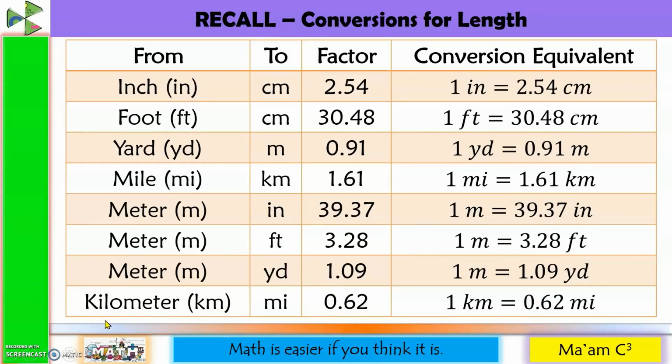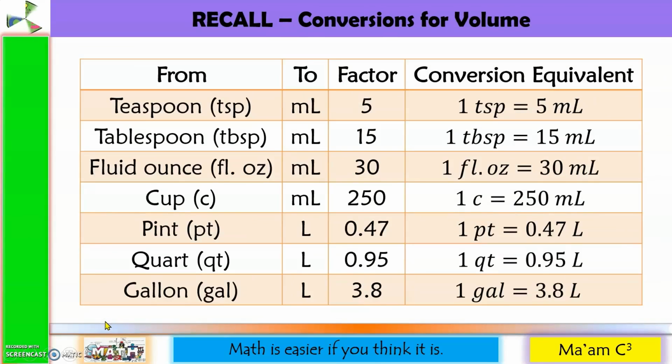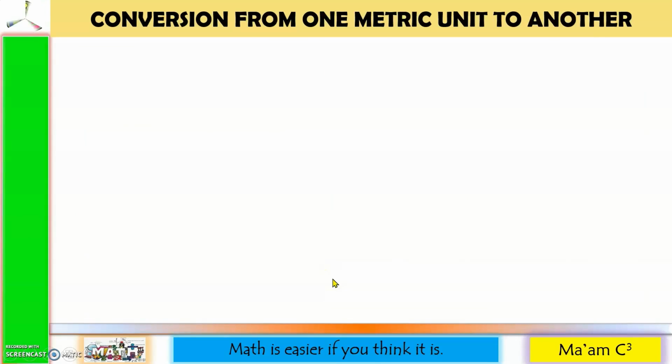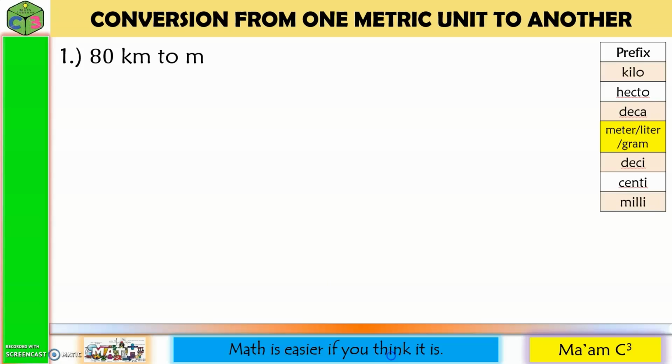Here are the conversions from one system to another for length, and this one is for volume. We are going to convert from one metric unit to another. Number 1, 80 kilometers to meters. So let us recall our prefixes. From kilometer to meter, so from here going down here. Let us copy 80 kilometers.